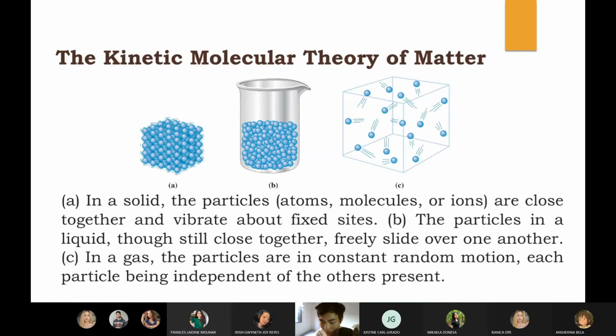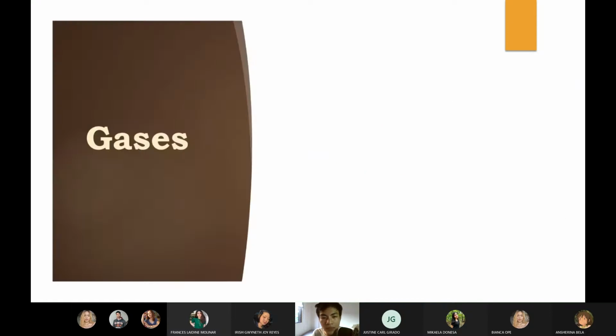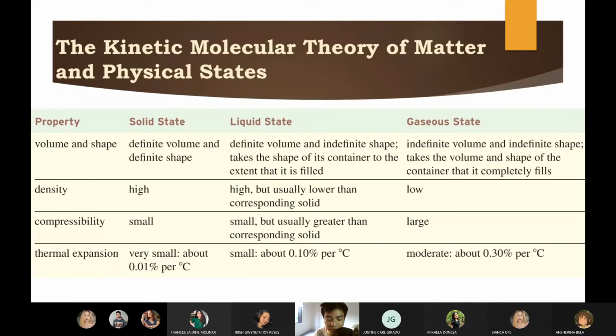So, that's all. So, ngayon, focus na tayo on the 3 phases of matter. Unahin natin yung gas, no? Because yung gases natin, they can be described by different laws, no? They can be quantified by different equations. So, what is a gas? So, a gas is a form of matter in which ito yung characteristic niya.